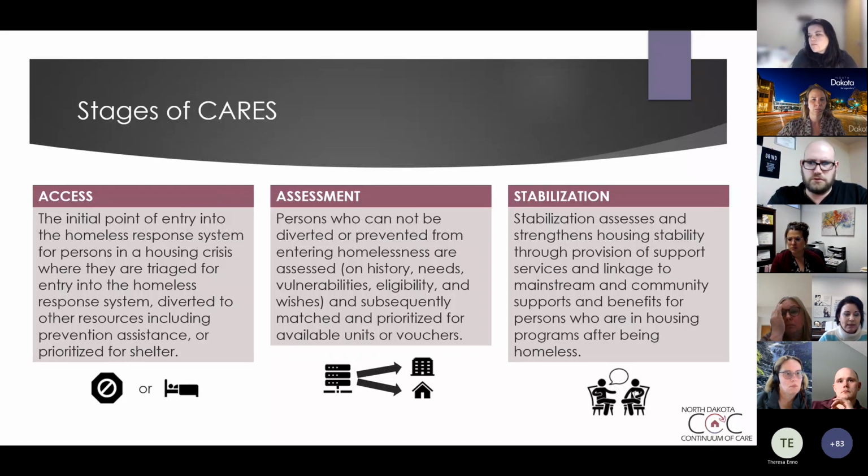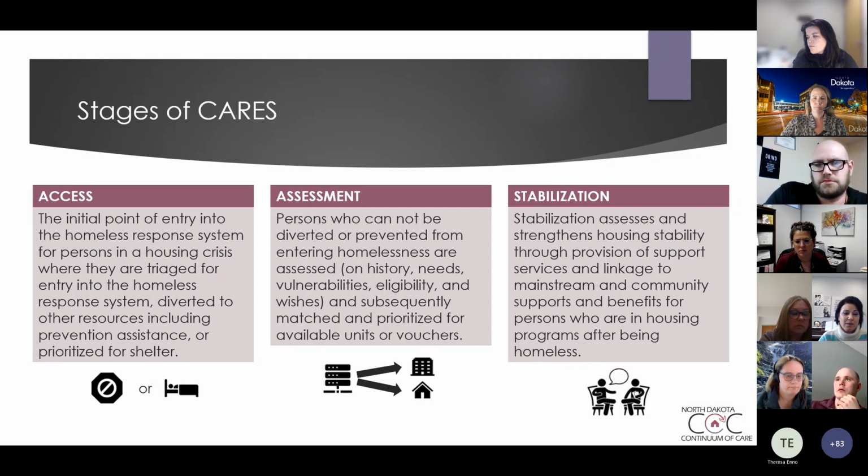And then the stabilization stage is really just intended to increase the likelihood that homelessness is a one-time incident. So persons are stabilized in permanent housing and don't cycle back into homelessness. And this is where those supportive services really become important. The tool that we use for this is the Service Prioritization Decision Assistance Tool, or the SPDAT.